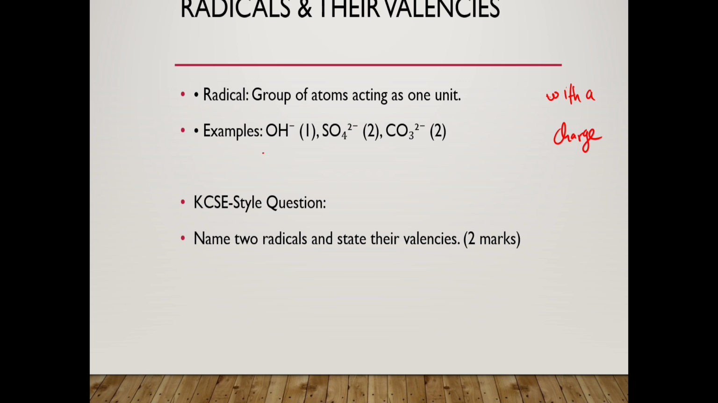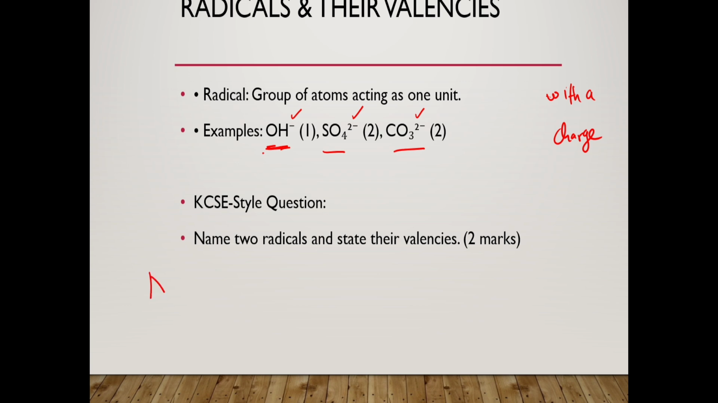So OH minus is a group of atoms which includes oxygen and hydrogen, but during a chemical reaction they react as one thing. They don't react differently. The same thing with sulfate, the same thing with carbonate, and all of them have a charge. The charges represent the valences. For OH, it has a negative charge, so the valency is 1. Sulfate has a charge of 2 minus, so the valency is 2.